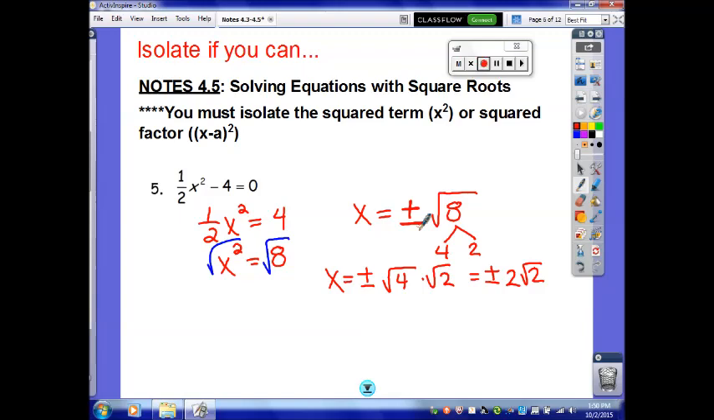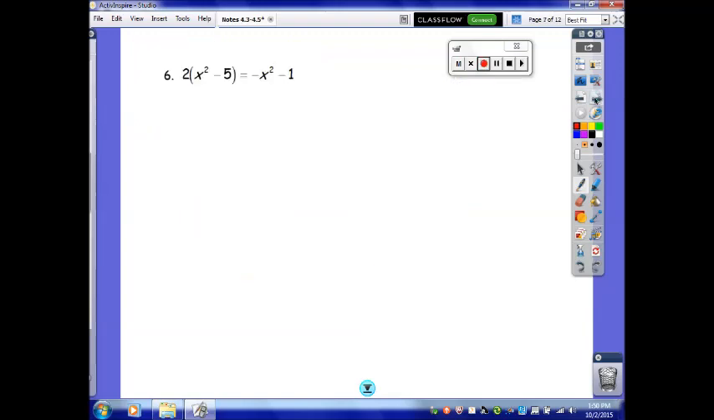Let's look at another one. If you notice first, I've got 2 x squared terms, no x terms. So I can isolate those x squared terms. First of all, I need to distribute that 2. So I get 2x squared minus 10 is equal to negative x squared minus 1.